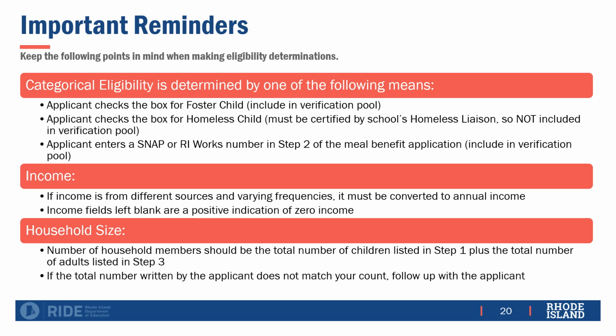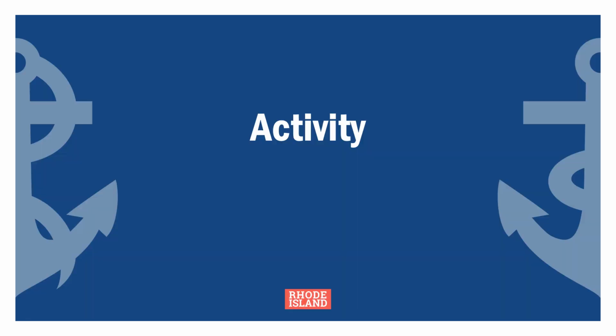When making an eligibility determination based on income for families with more than one income, and the incomes have varying frequencies, you must annualize the income. Also, income fields that are left blank are a positive indication of zero income. When reviewing household size, ensure that the total number of household members equals the number of children listed in Step 1, plus the adults listed in Step 3. If the total number written by the applicant does not match the count, be sure to follow up with the applicant.